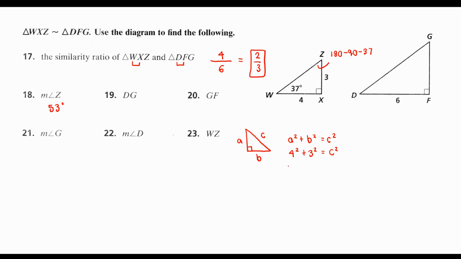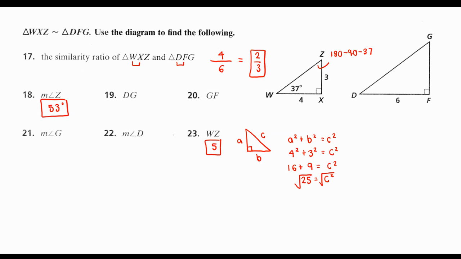So if I square 4, I get 16. If I square 3, I get 9. When I add those together, I get 25. And to get rid of a square, I'm going to take the square root. Normally, I have two answers, both a positive and a negative. However, because we're finding the length of a side, it can only be positive. And the square root of 25 would be 5. So 5 is my answer.